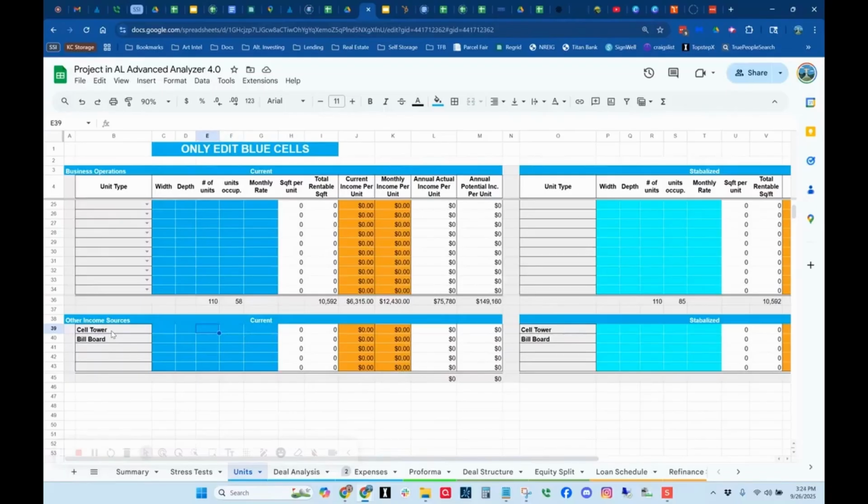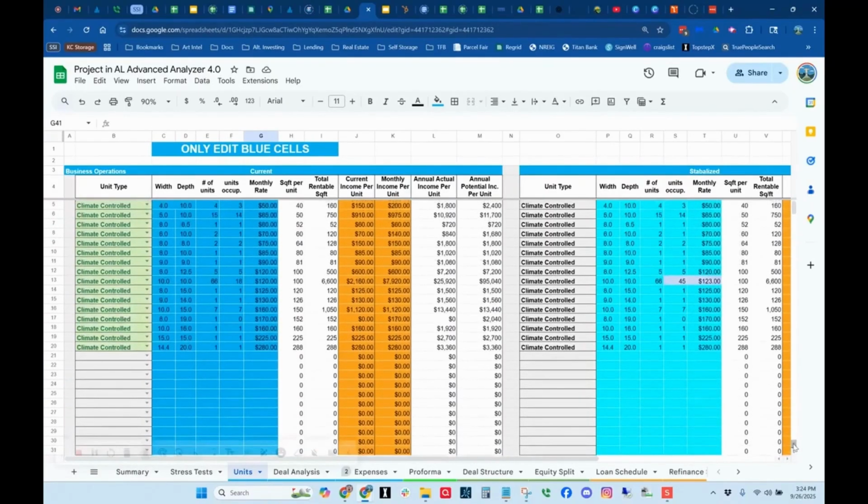I usually just put one unit and it's occupied one, and then say the current lease is $1,000 a month. Same with the billboard, say that's $500 a month. And it brings it over here also. So you have your others. So that's all the information you need. And remember, these units over here to the right are to get it stabilized. That's not pro forma units.